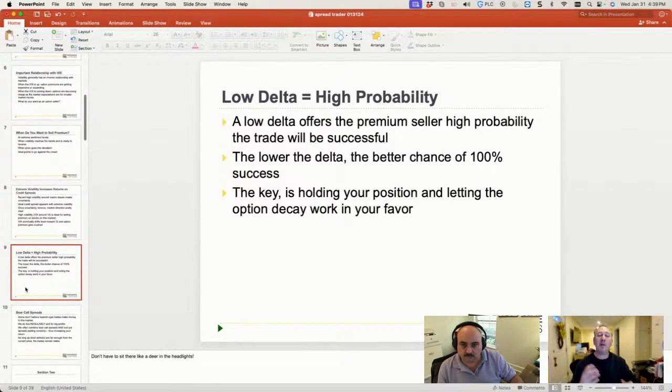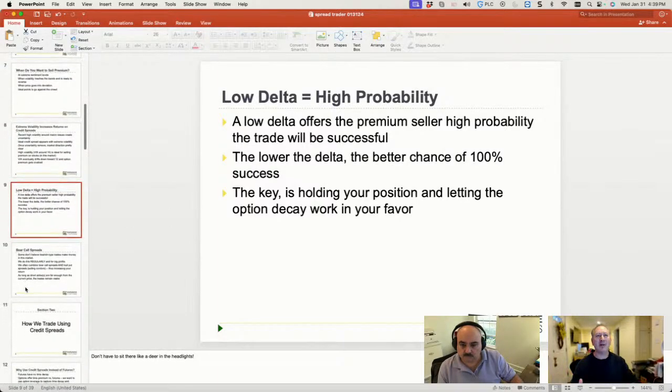I've just got a couple more slides here. A lot of people out here talk about delta, right? Greeks, low delta. When you're a seller of options, low delta generally means higher probability because you have a lesser chance of getting to that strike, and essentially once it gets through that strike, if you're a short seller of puts, for instance, or calls, you're going to start losing money. So a low delta generally equates to a high probability. The lower the delta, the better the chance of 100% success.